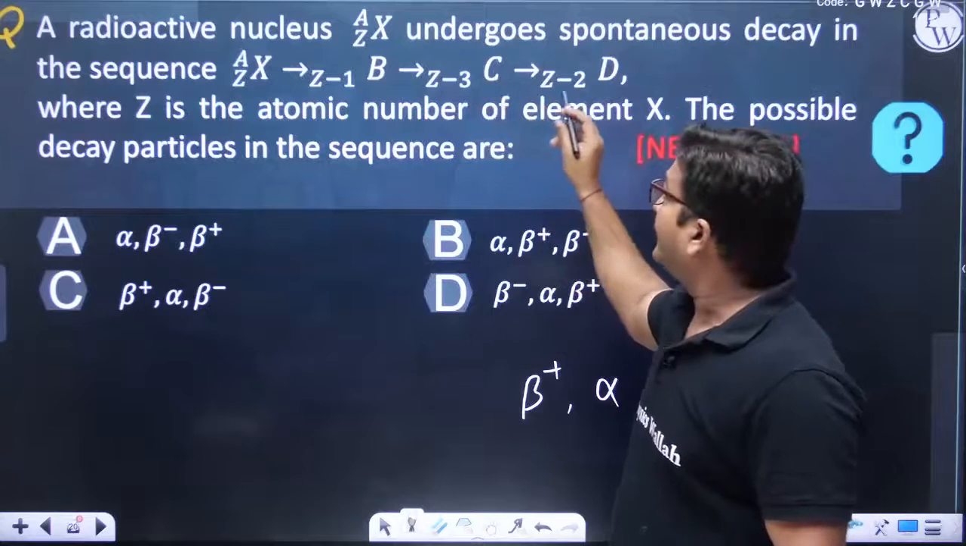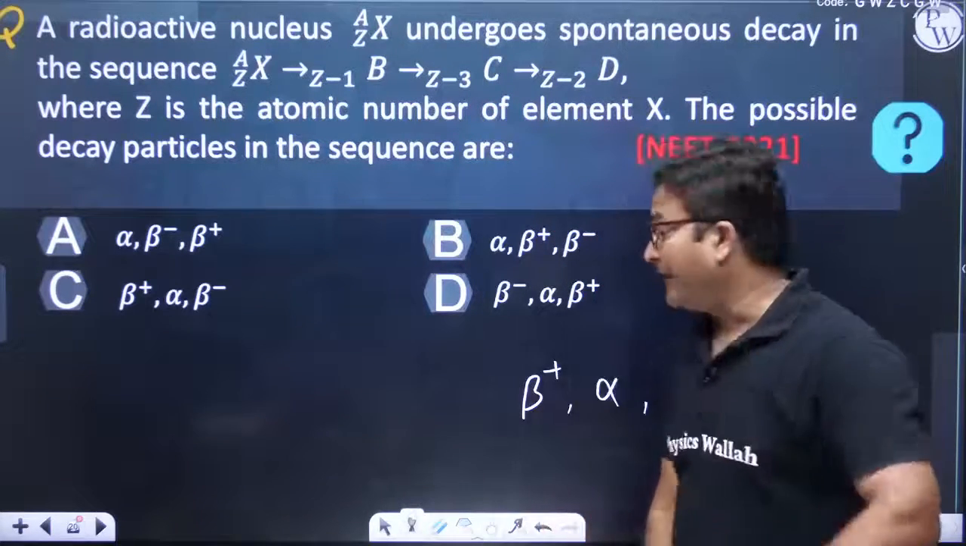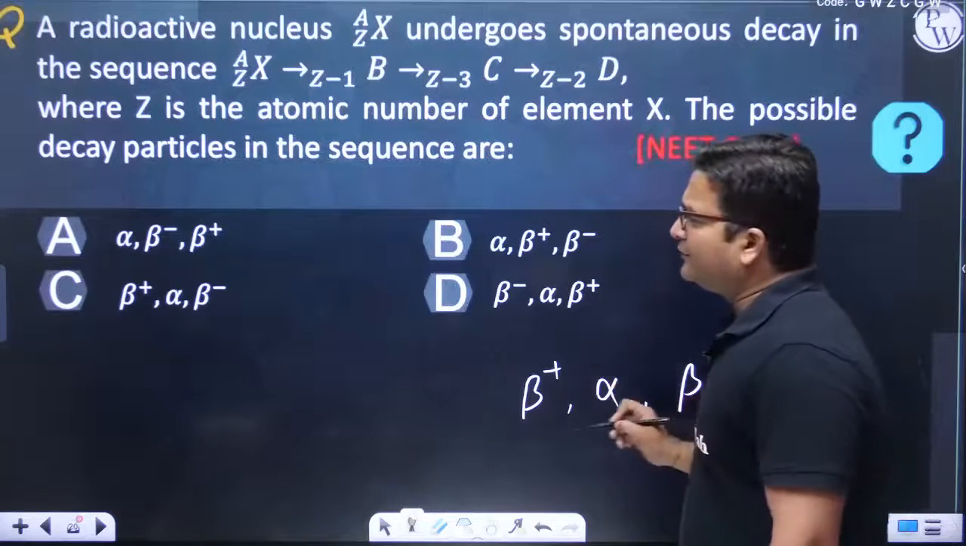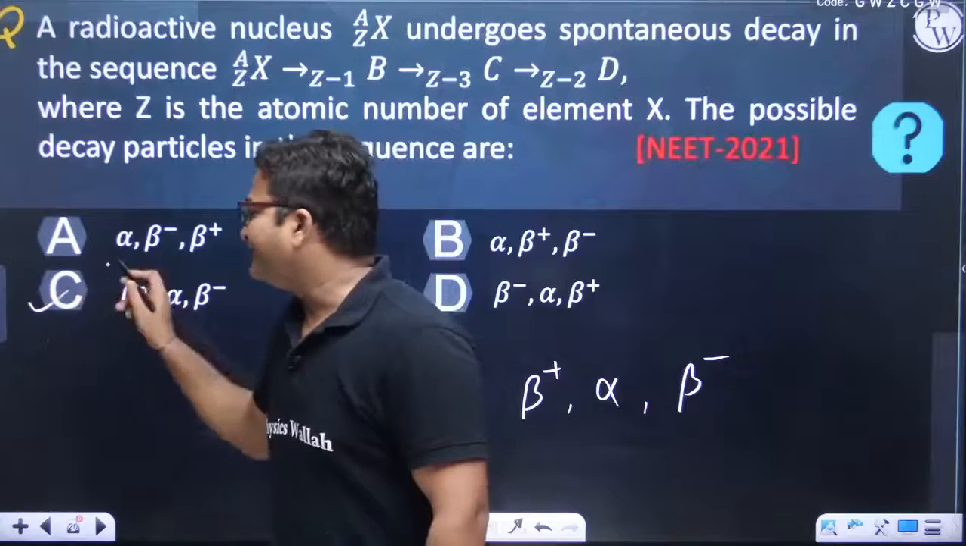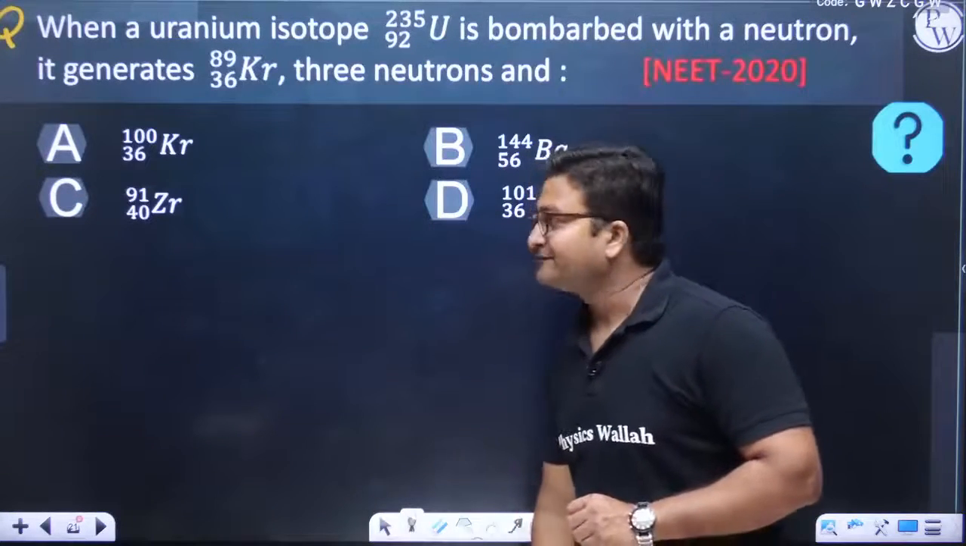And if 1 proton is increasing, now you know that it is a beta minus decay. So the third particle is beta minus decay. And the correct sequence is obviously C. So C is your perfect choice. Okay, let us see what we have next.